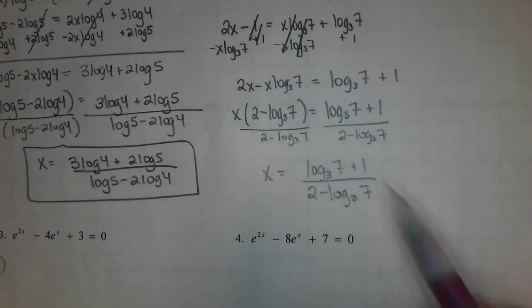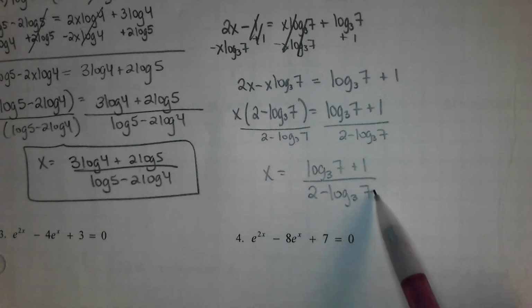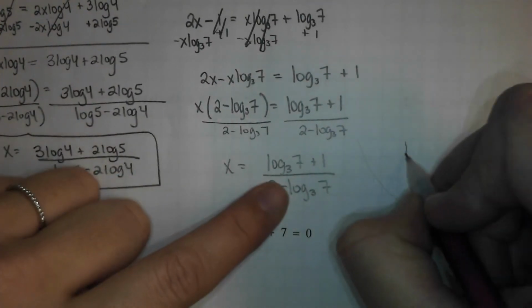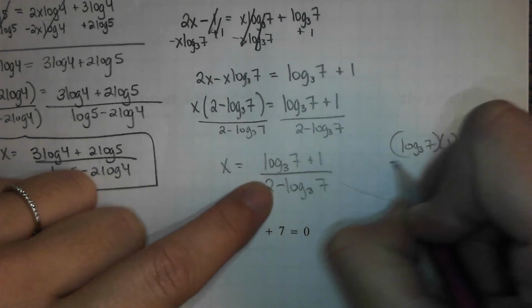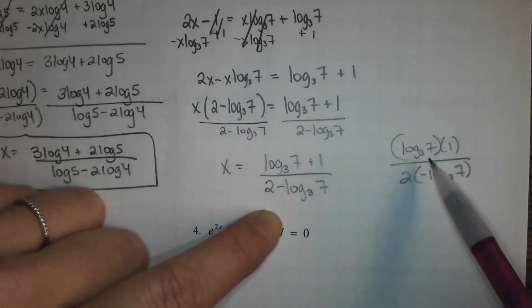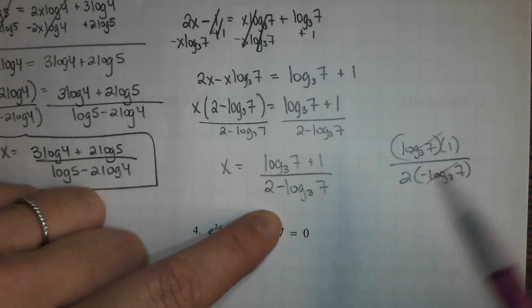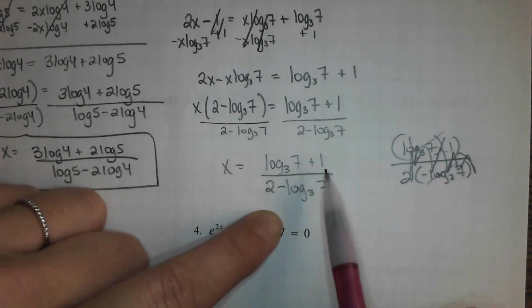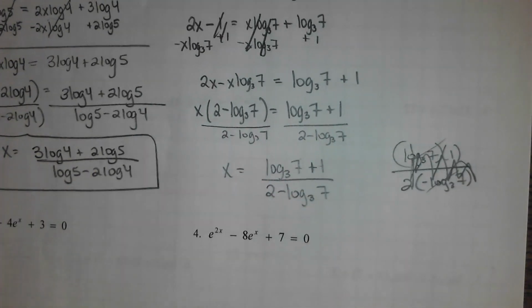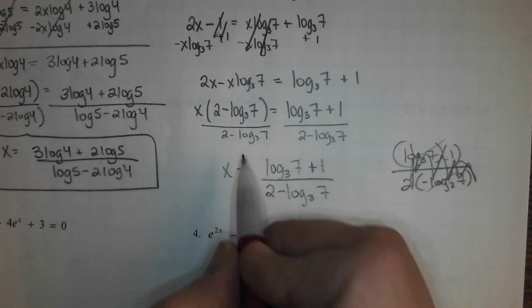Why can we not cancel log base 3 of 7 from the top with log base 3 of 7 from the bottom? No. Right, they're pieces of polynomials. You can't cross off. If it was log base 3 of 7 times 1 and 2 times negative log base 3 of 7, and they were pieces of monomials, then you could cancel that and it would be 1 over negative 2. But you definitely can't do this because log base 3 of 7 is a part of a binomial, and same thing with the log base 3 of 7 on the bottom. So you cannot do that, although it's tempting.